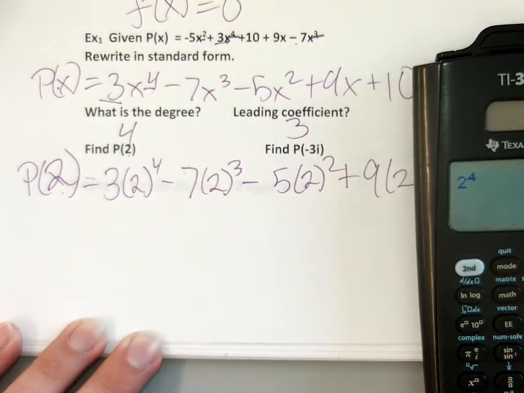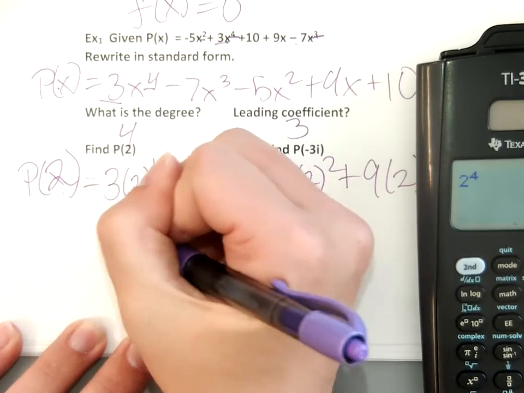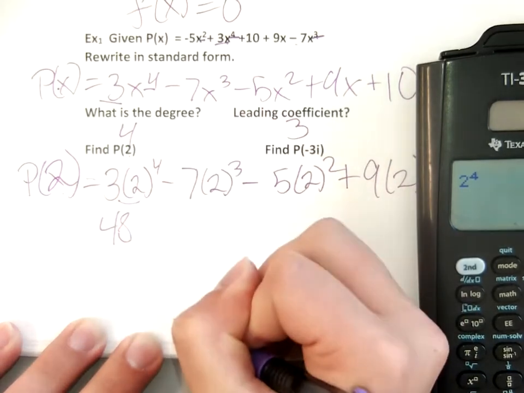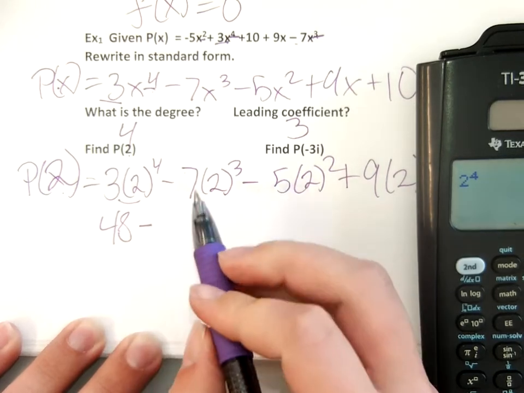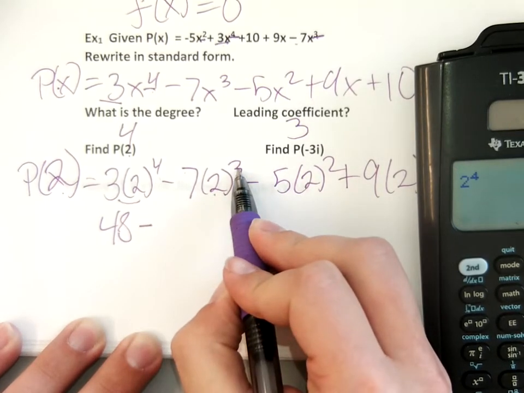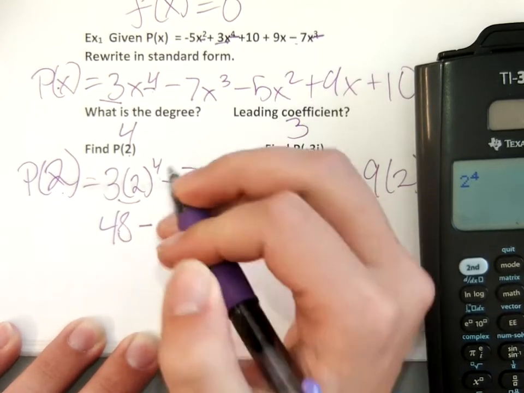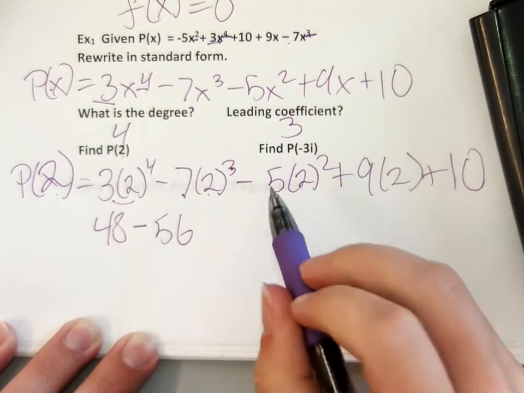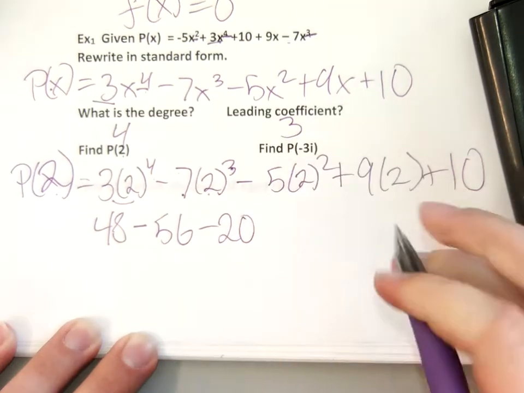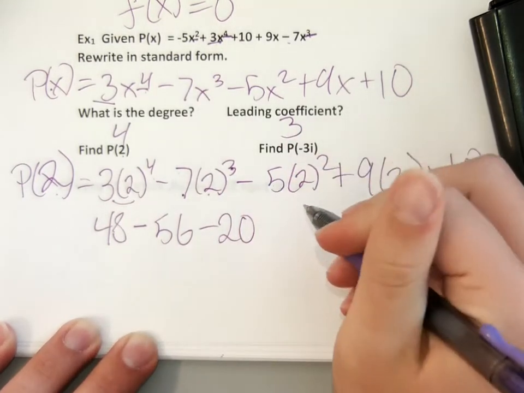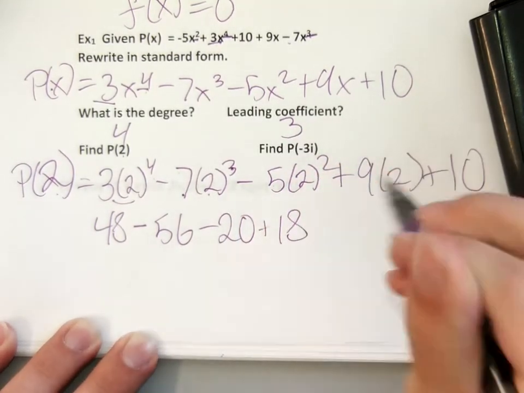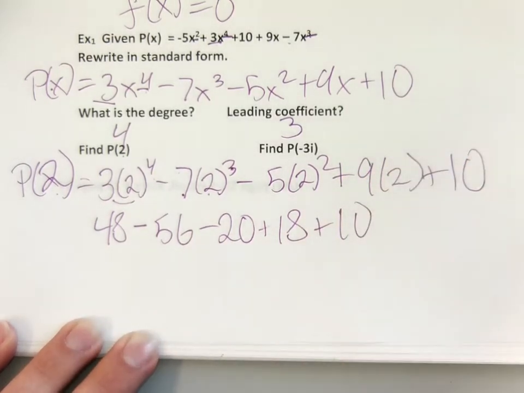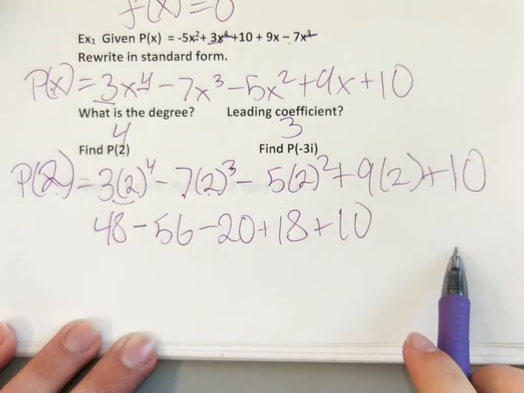And then 16 times 3 is 48. So we have 48 minus 2 cubed, which is 8, times 7 is 56. 2 squared is 4 times 5 is 20. 9 times 2 is 18. And then we have 10. And then we just simplify.